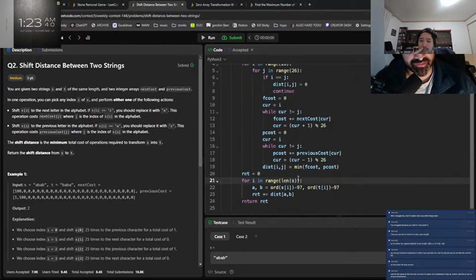And then ret equals 0, and then for each index in range len s, take ord s[i] minus 97. 97 is basically ord of a, so it maps A through Z to 0 through 25. So I just memorized the number 97. And then ret plus equal, you need to turn A into B, and you have to use this distance. So ret plus equal to distance A to B, and return ret. It's not distance, it's whatever.